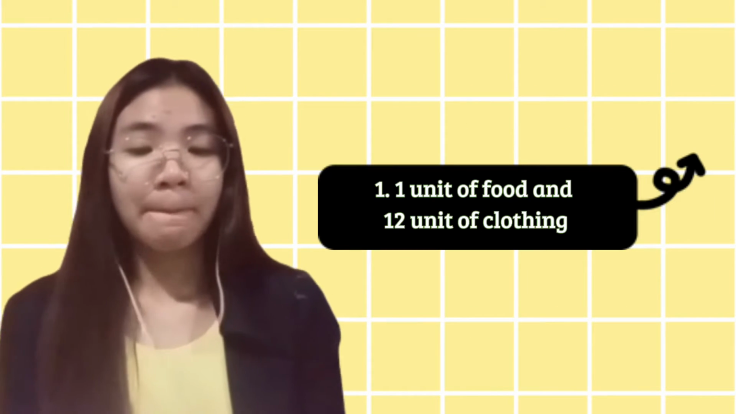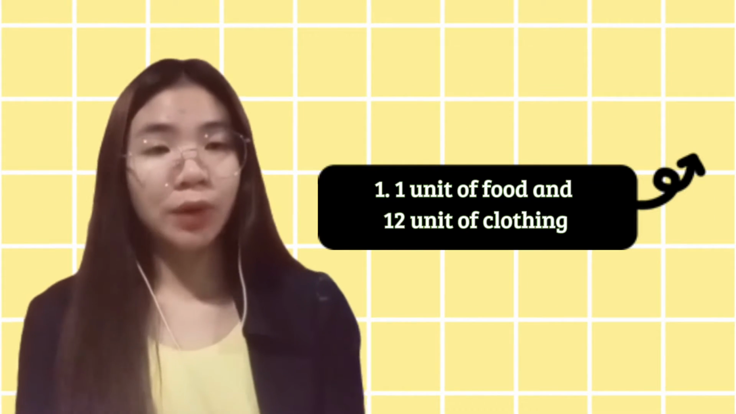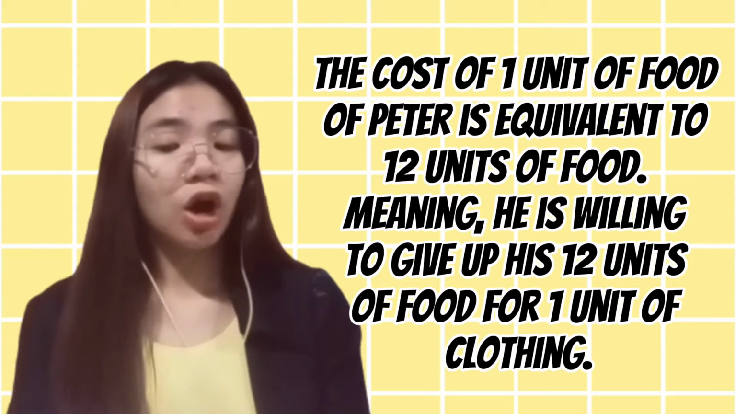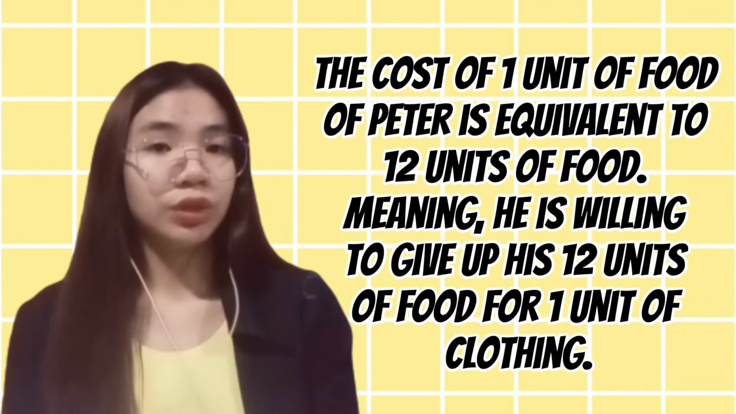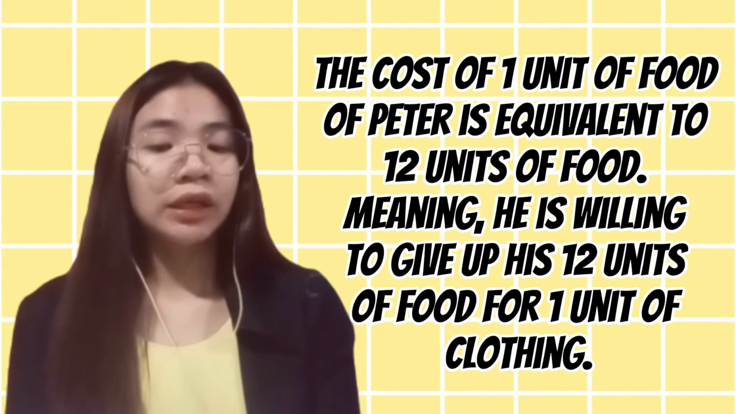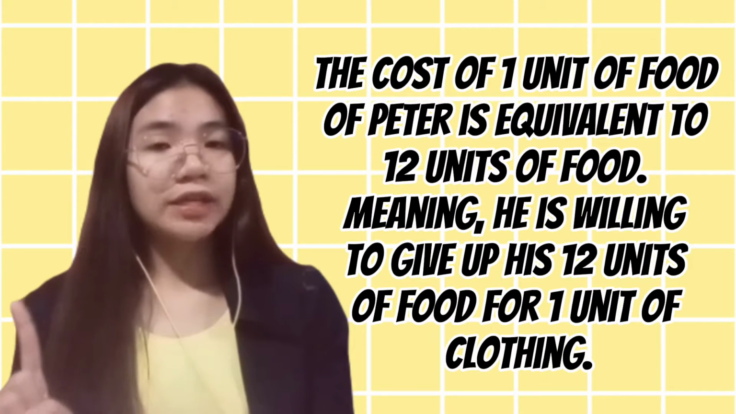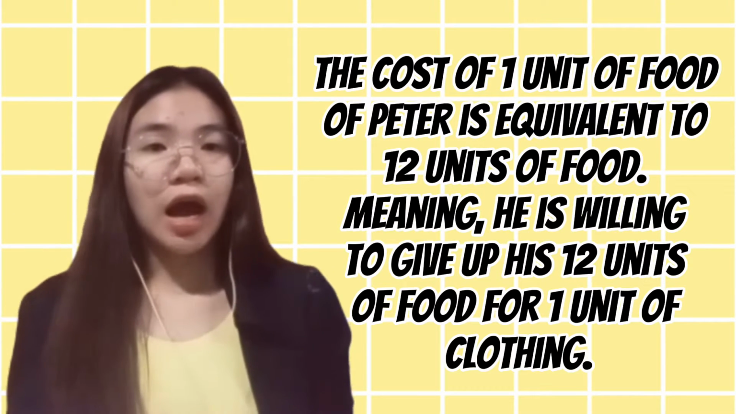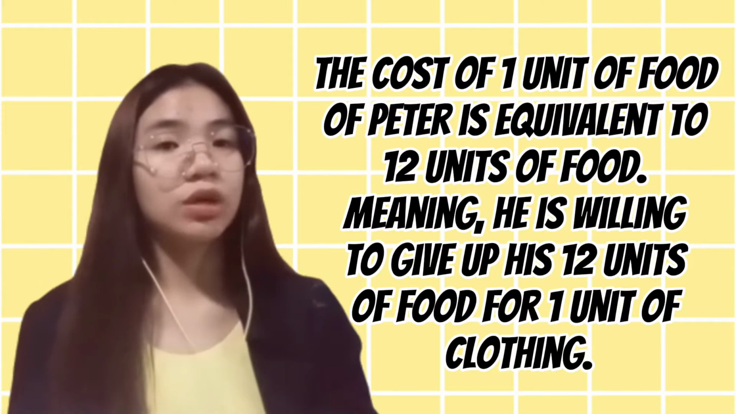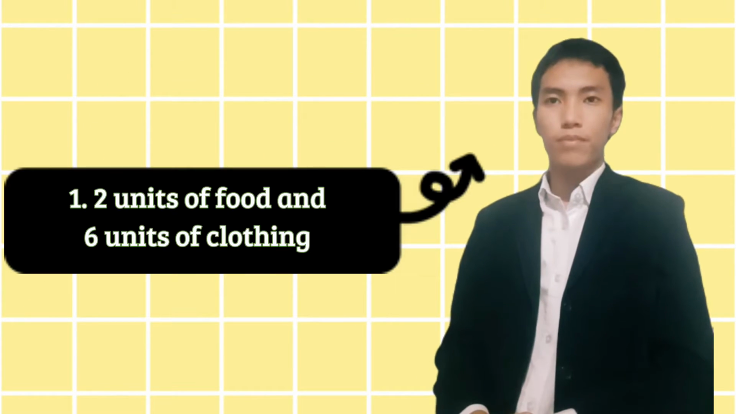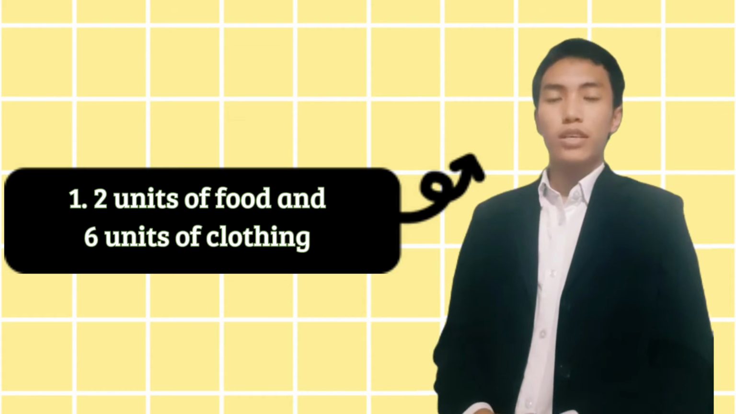Situation number 1. 1 unit of food and 12 units of clothing. It states that the combination of 1 unit of food is equivalent to 12 units of clothing, meaning if he has 1 unit of food, it is equivalent to 12 units of clothing that he may trade. Number 2. 2 units of food and 6 units of clothing.